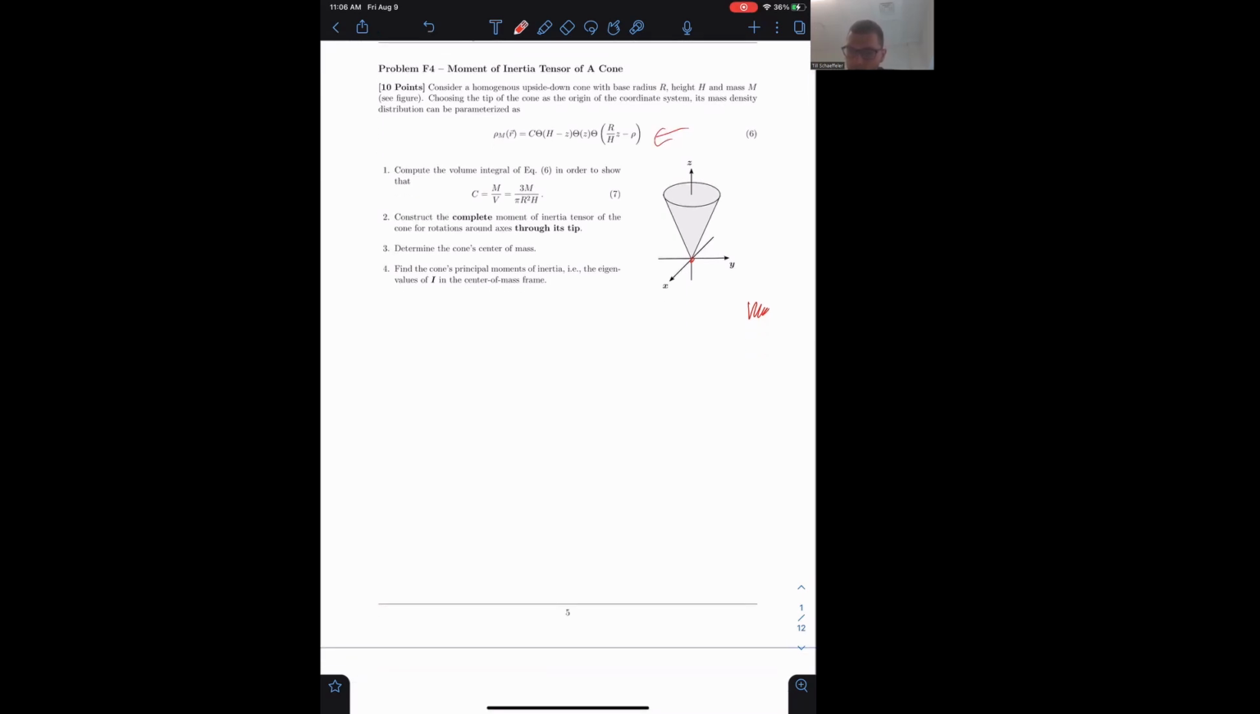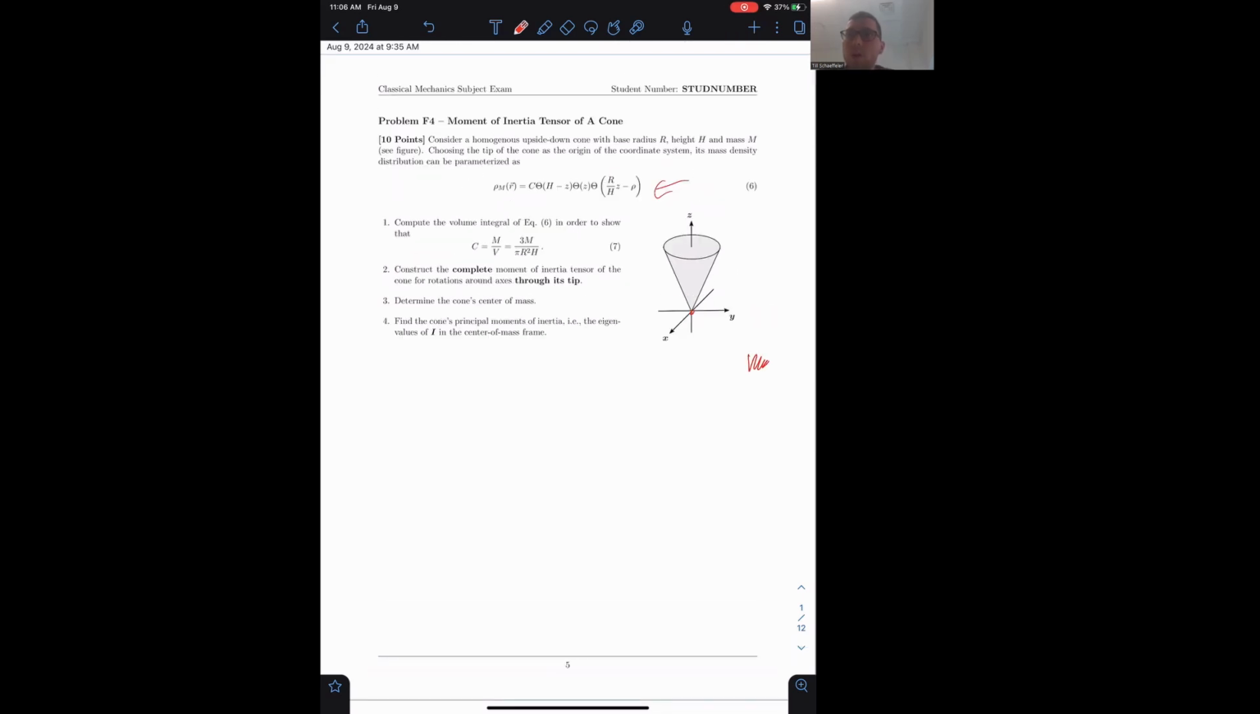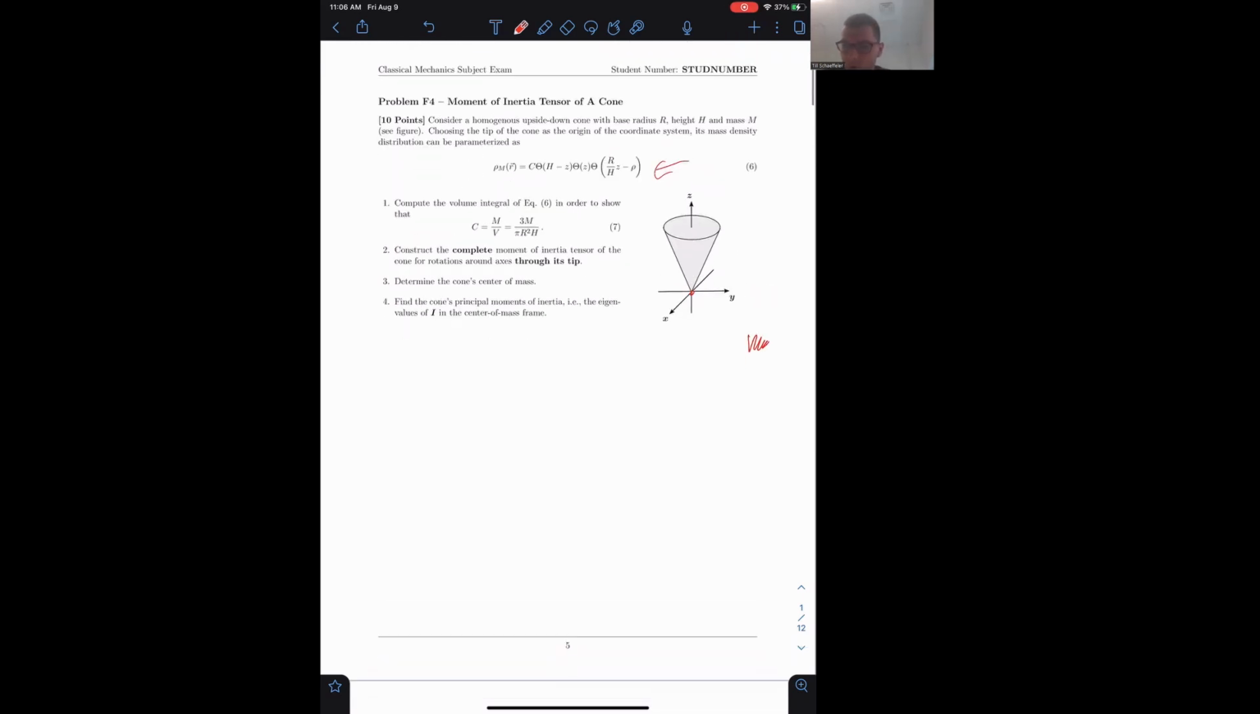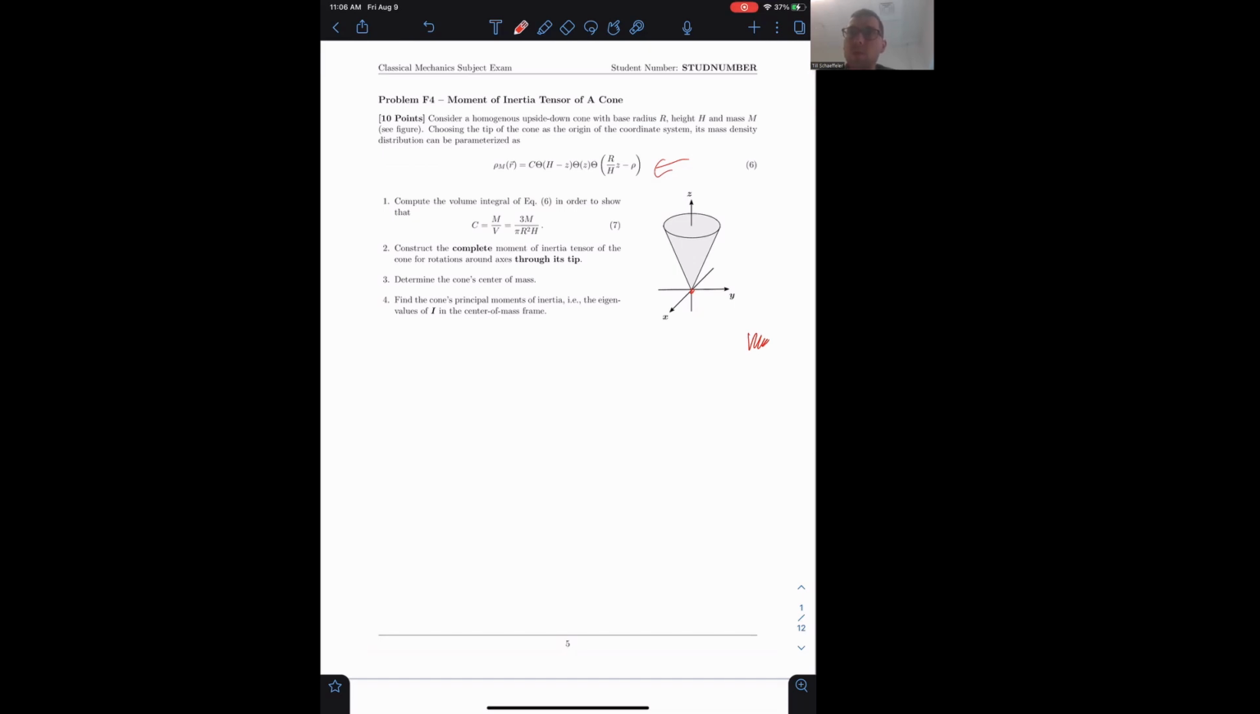Number one, compute the volume integral of equation 6 in order to show that C is equal to 3m divided by pi r squared h. Just make sure everything is working properly. If we integrate the density distribution over all the volume, that should just give us m.